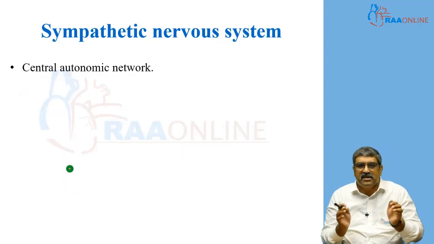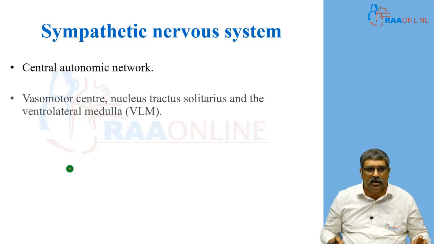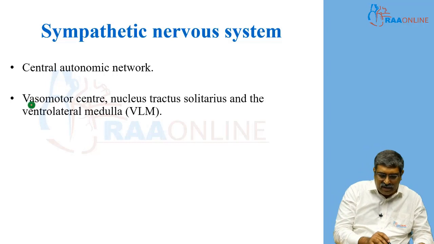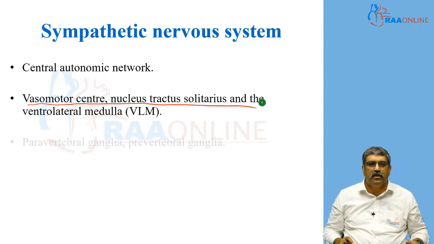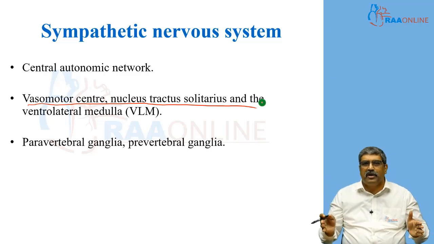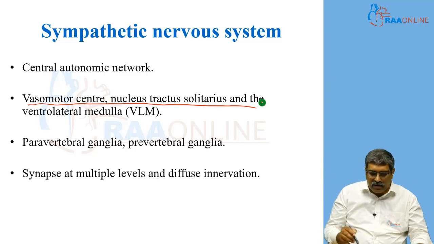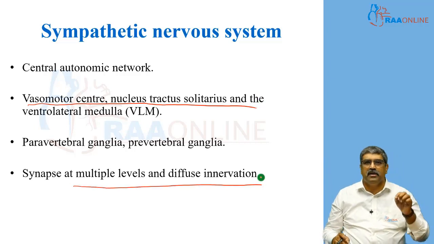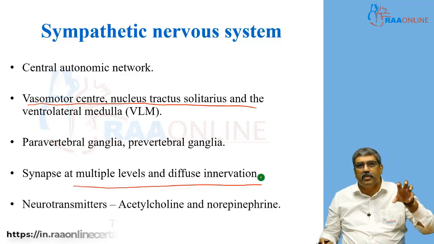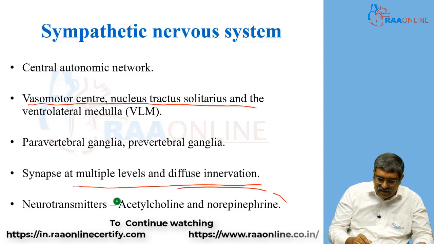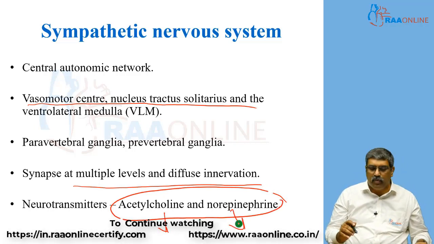So, to summarize the sympathetic nervous system, it is a central autonomic network. It has connection with the vasomotor center, nucleus tractus solitarius and ventrolateral medulla, paravertebral and prevertebral ganglia, two ganglia on either side of the vertebra. It synapses at multiple levels and there is diffuse innervation. And the neurotransmitters for sympathetic nervous system include acetylcholine and norepinephrine. This is preganglionic and this is postganglionic.